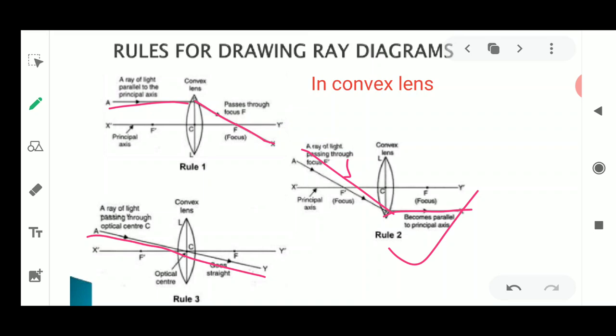Means these are the rules. Now on the basis of these rules only, we are going to follow the ray diagrams. We are going to make the ray diagrams for the convex lens first, then we will discuss the concave lens.